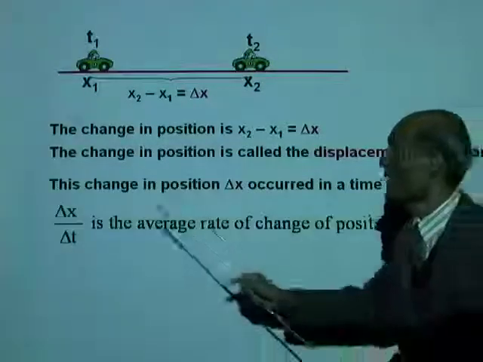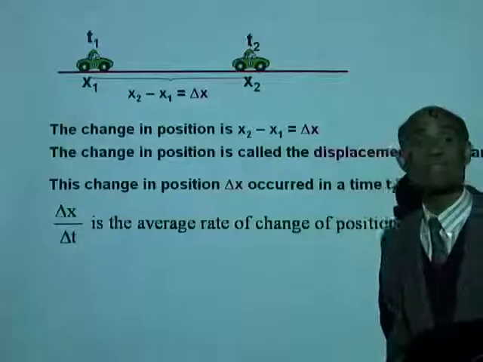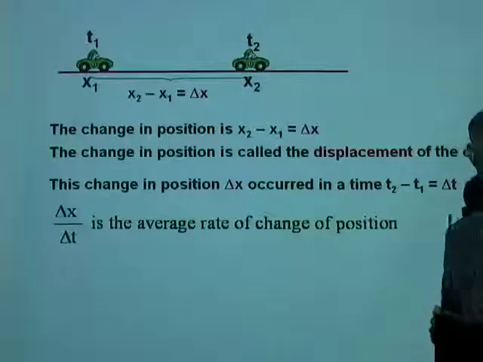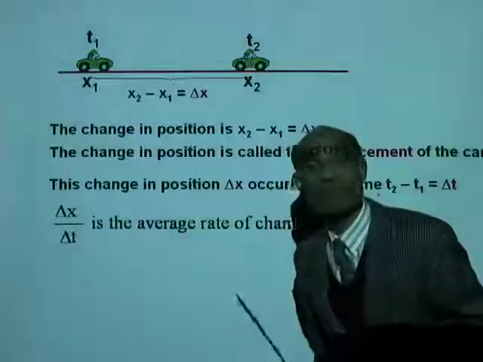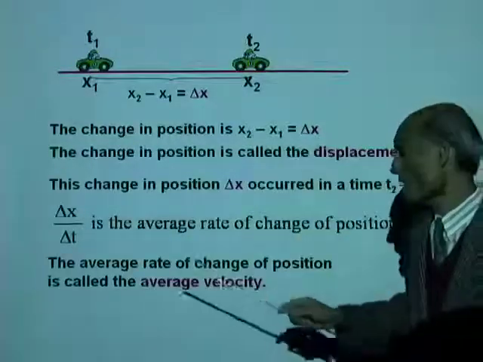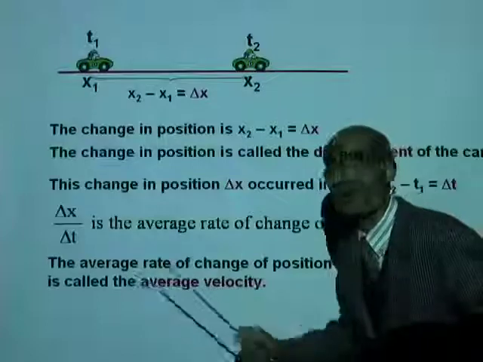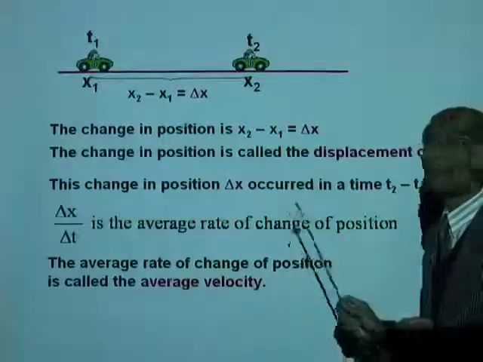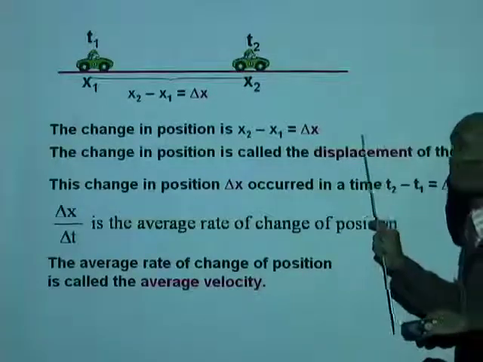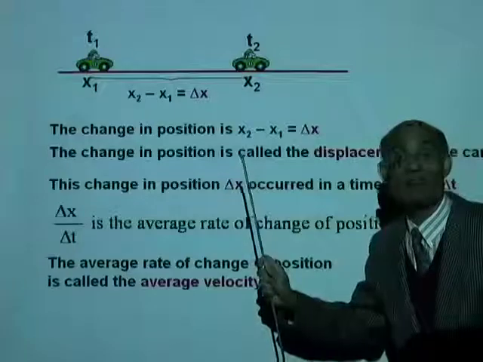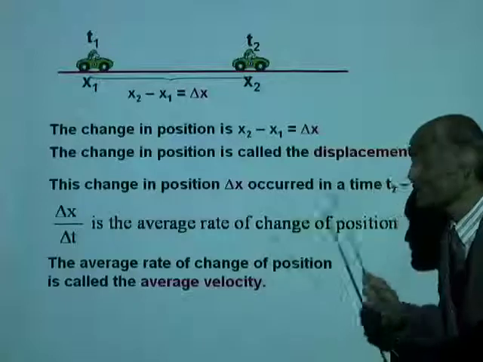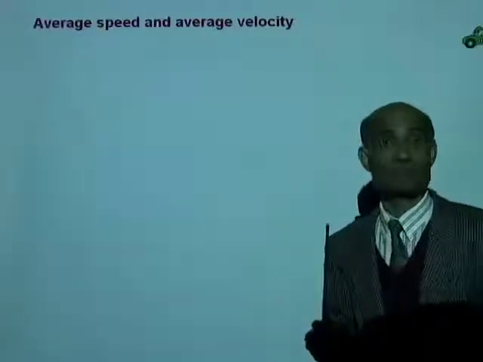Alright? Now, delta x divided by delta t is called the average rate of change of position, and we call it the average velocity. In other words, average velocity is the rate of change of displacement with respect to time. You see that? Displacement divided by time is a measure of the average velocity.